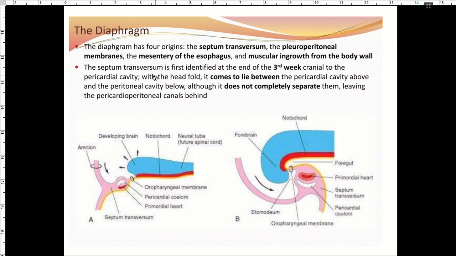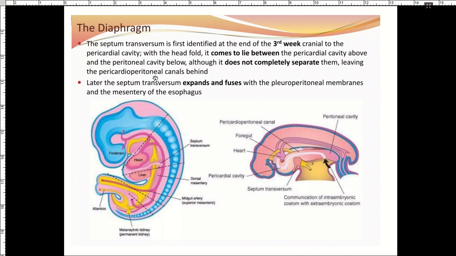And then as the embryo is folding, it will later lie between the pericardial cavity and the peritoneal cavity. So the septum transversum separates the pericardial cavity and the peritoneal cavity, but it does not completely separate. It leaves those gaps that we say are your pericardioperitoneal canals at the other side. Those gaps, remember, are being closed by the pleuroperitoneal membrane.